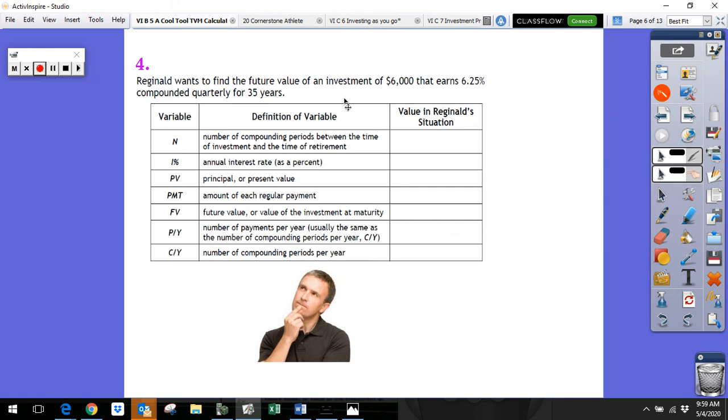So here's our next example, and we're trying to help Reginald. Reginald wants to find the future value of an investment of 6,000, so that's present value. If it earns 6.25%, compounded quarterly, so that's 4 times a year. Now think about that. That quarterly, 4 would go here. If it's 35 years, that capital N has to be 4 times 35. And he wants to find the FV, find the future value.